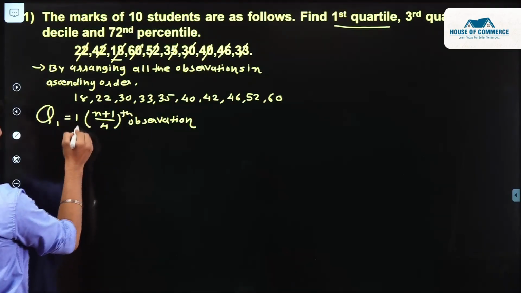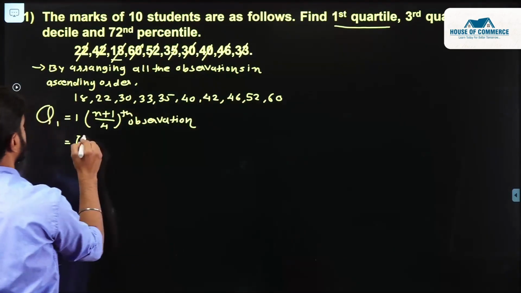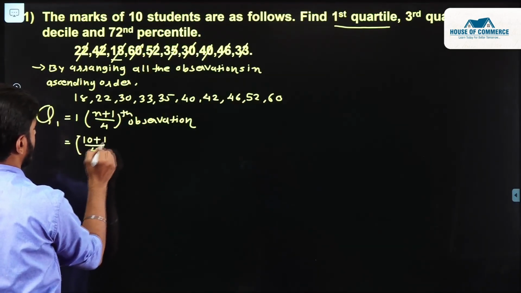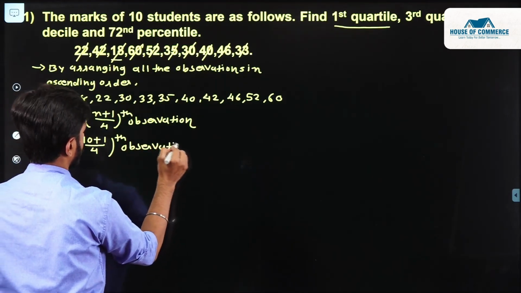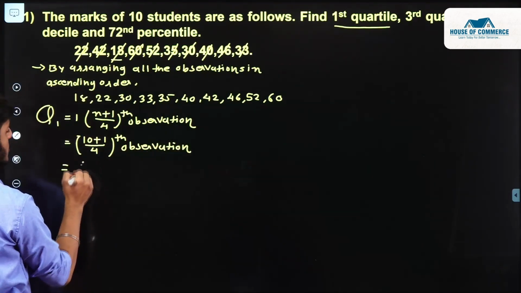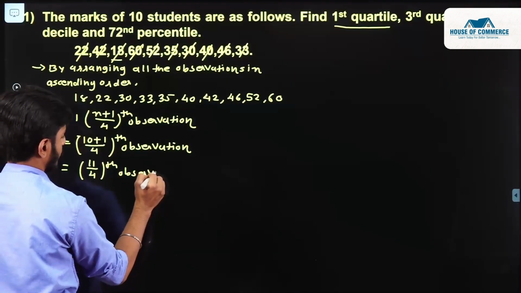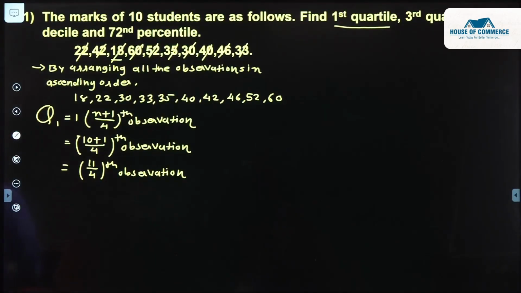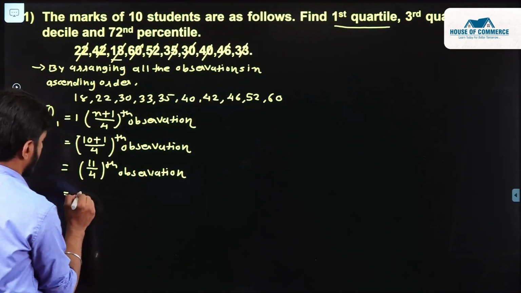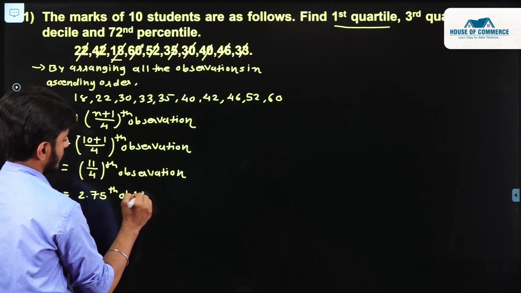Complete. So n plus 1, what are the total number of observations over here? 1, 2, 3, 4, 5, 6, 7, 8, 9, 10. So it is 10 plus 1 divided by 4, the observation. So 10 plus 1, which is 11 by 4th observation. And if I am dividing that 11 with the 4, then I can get the answer as 2.75. It is the 2.75th observation, right?